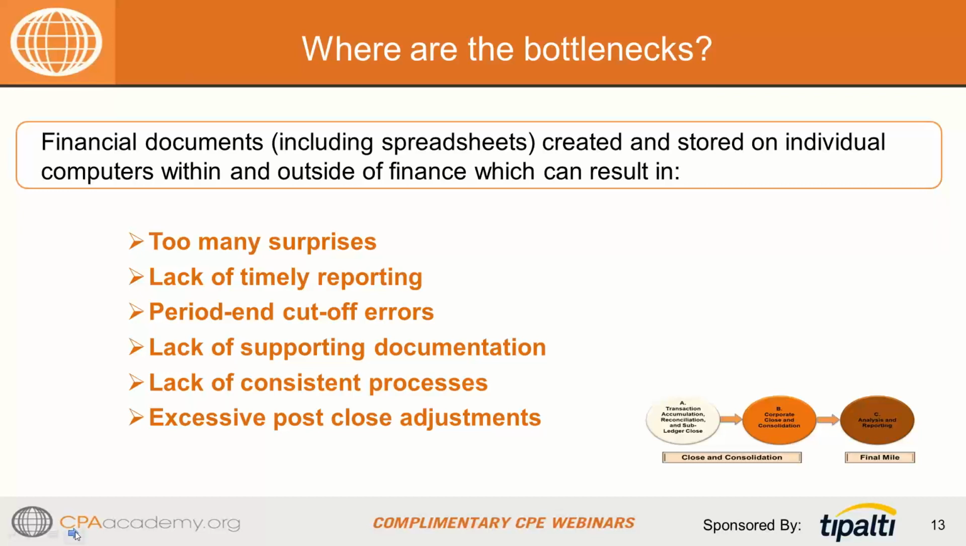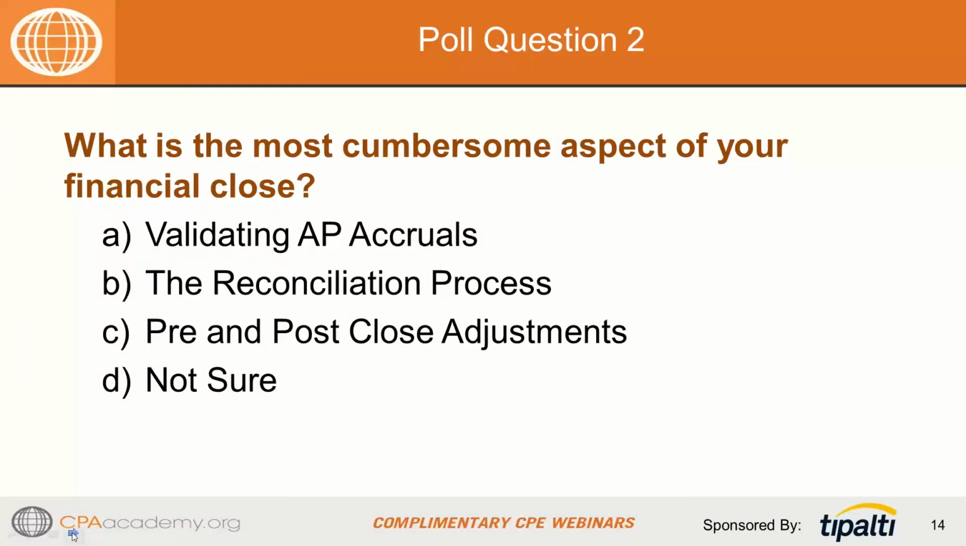All right, so what are the bottlenecks in the closing process? Sometimes financial documents and spreadsheets are created and stored on individual computers within and outside of finance, and that results in way too many surprises, lack of timely reporting, period and cutoff errors, lack of supporting documentation, lack of consistent processes, and excessive post-close adjustments. So you can see that if we look at the bottlenecks on both sides of the equation, they're quite voluminous.